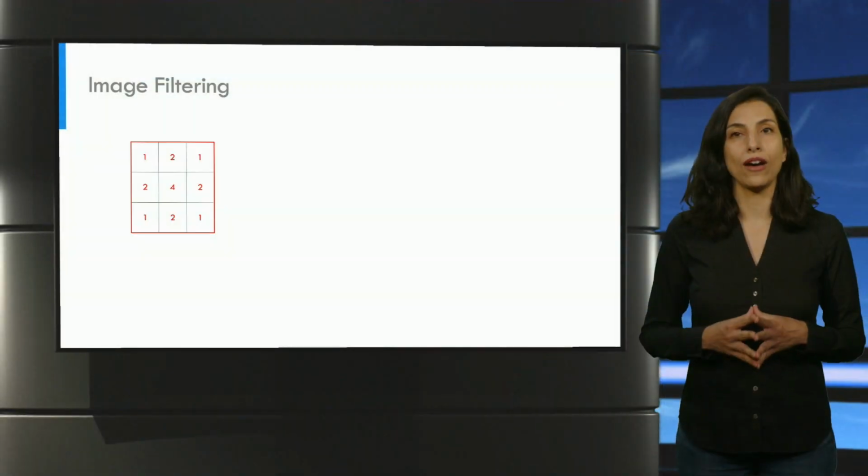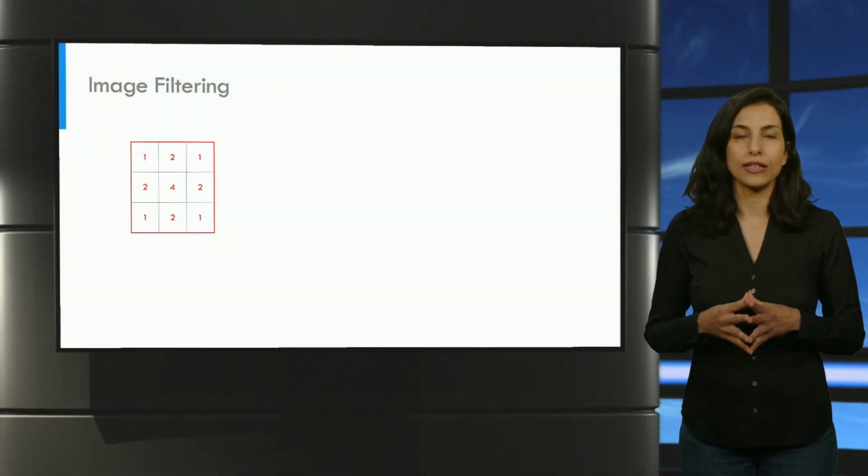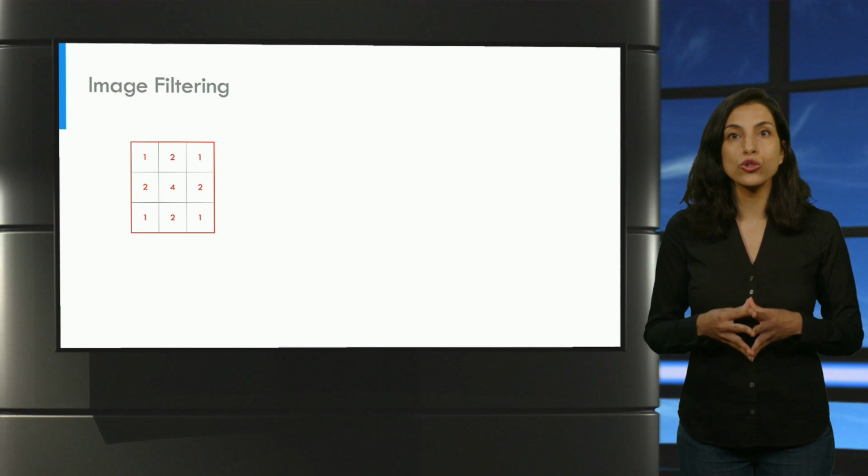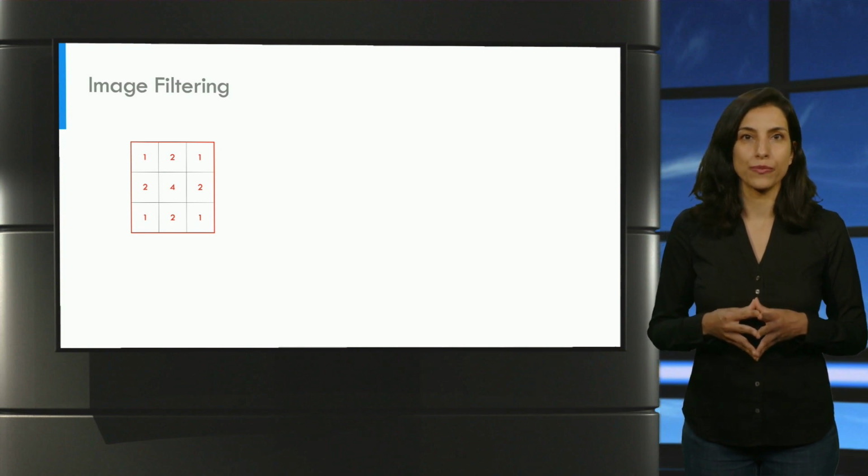But what is this filtering operation that we talked about? Spatial filters are 2D arrays of numbers. They are also called kernels. Here we have a 3x3 filter that is an approximation of the scaled version of a Gaussian kernel that is used for blurring the images.